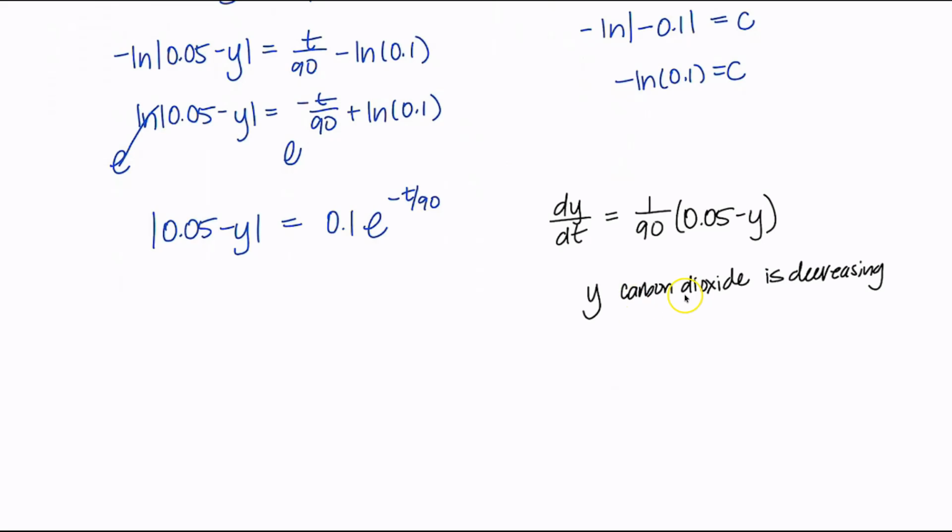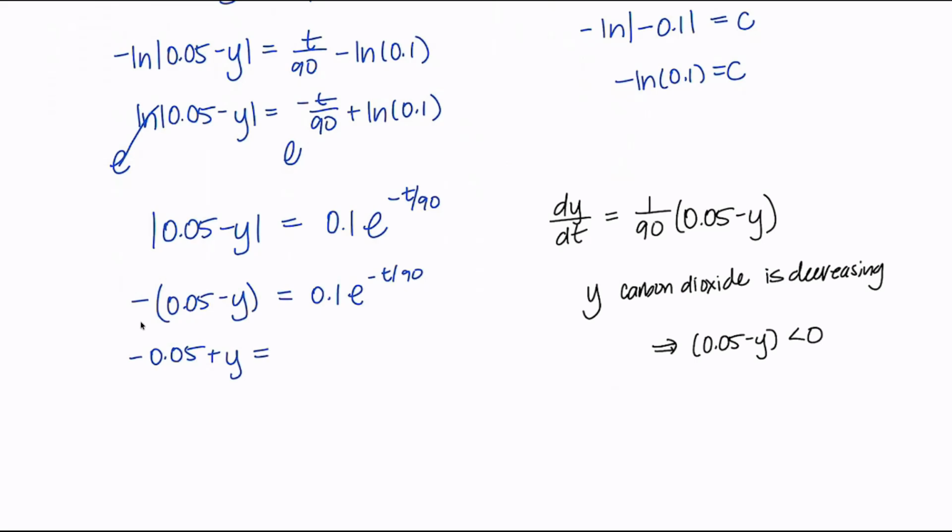So if the amount of carbon dioxide is decreasing, dy/dt must be negative. 1 over 90 is positive, so this quantity right here, 0.05 minus y, must be negative. So here we are going to drop the absolute value bars, but we're going to make this negative instead. That was just because of the context of the problem. Now let's distribute the negative through: negative 0.05 plus y is equal to 0.1 e to the negative t over 90.